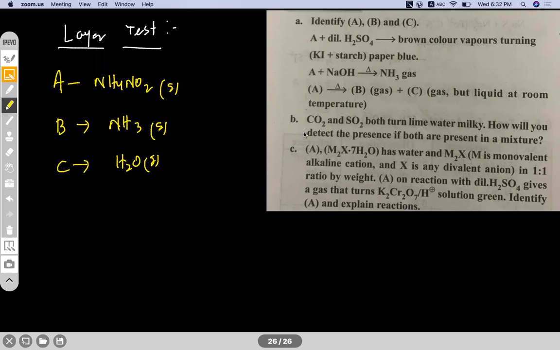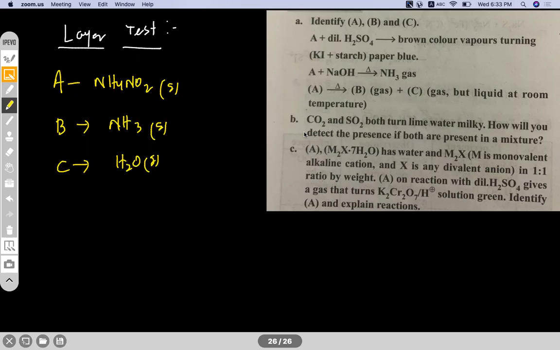Try this B. So it's that K2Cr2O7, green color. Right. So how do we use this property to detect? If we pass SO2 through K2Cr2O7, it will form chromium sulfate, and that will be green.